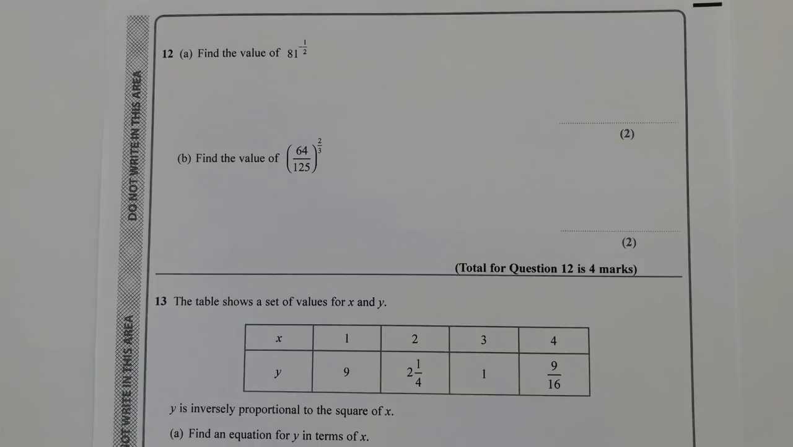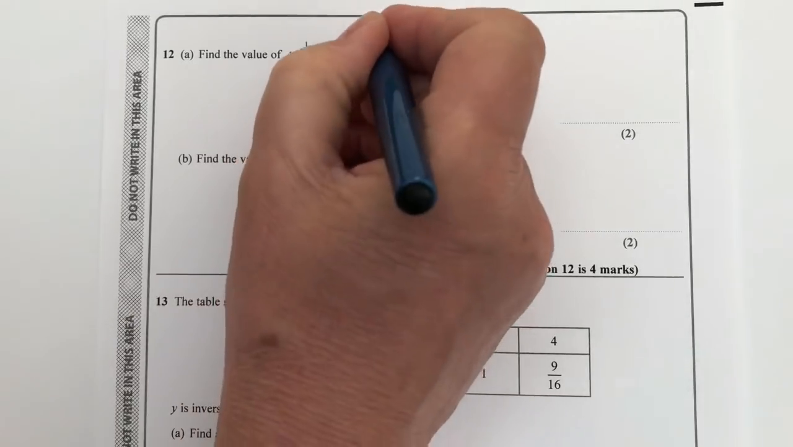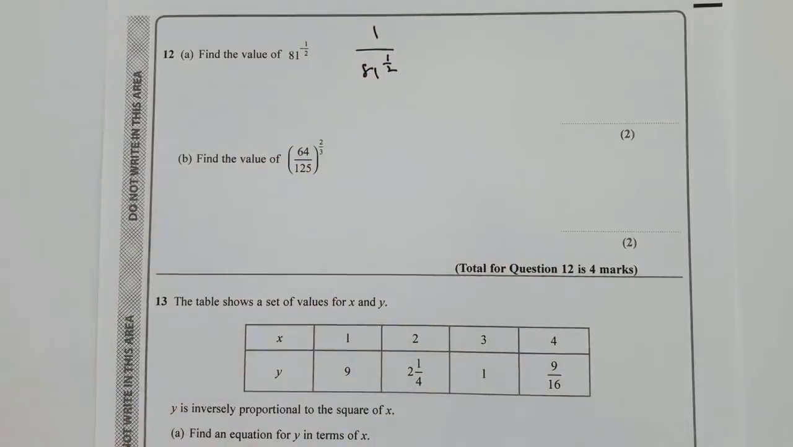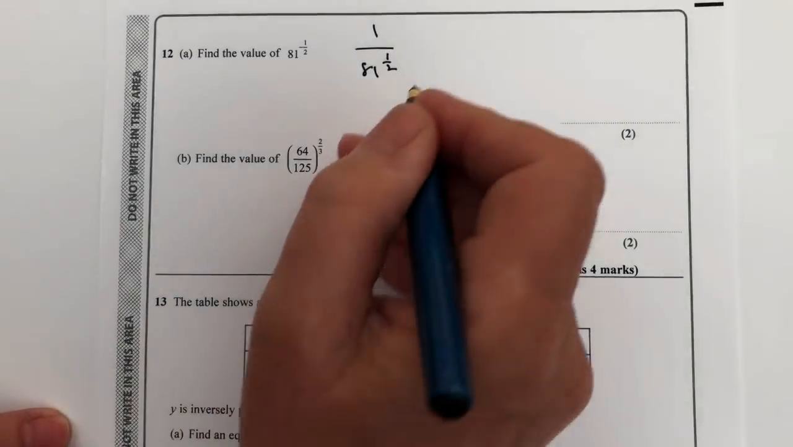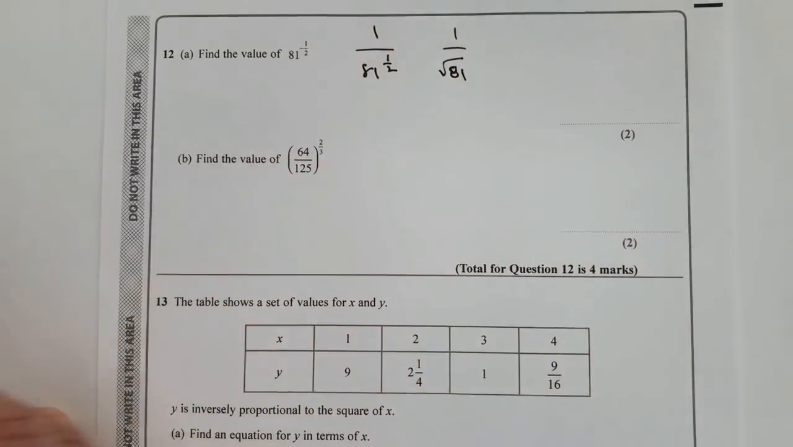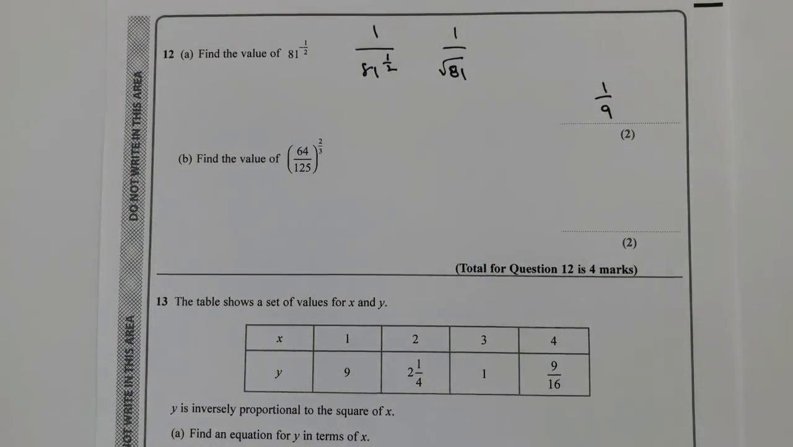Okay, so every time you see a minus sign at the top there, it basically means the reciprocal. So write it as 1 over 81 to the power of a half. Now, the power of a half basically means the square root. So what we're actually writing is 1 over the square root of 81. And the square root of 81 is 9. So therefore, the answer will be 1 over 9. Okay, hope that's all right for you.